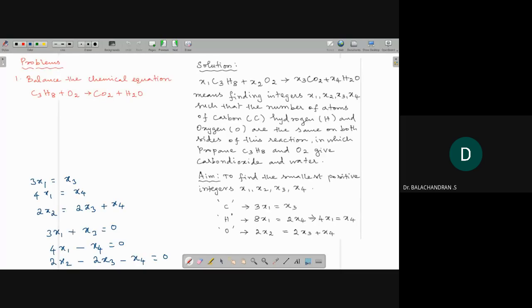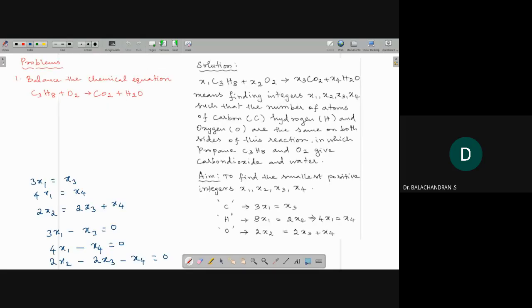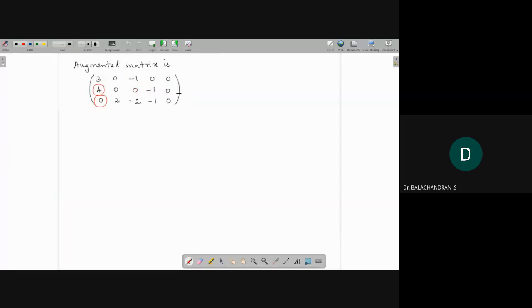Next, second row: the coefficient of x1 is 4, the coefficients of x2 and x3 are 0, 0, and then -1. So 0, 0, -1, and the right hand side is 0. Next row: 0, 2, then -2, and then -1, 0. So this is the augmented matrix.